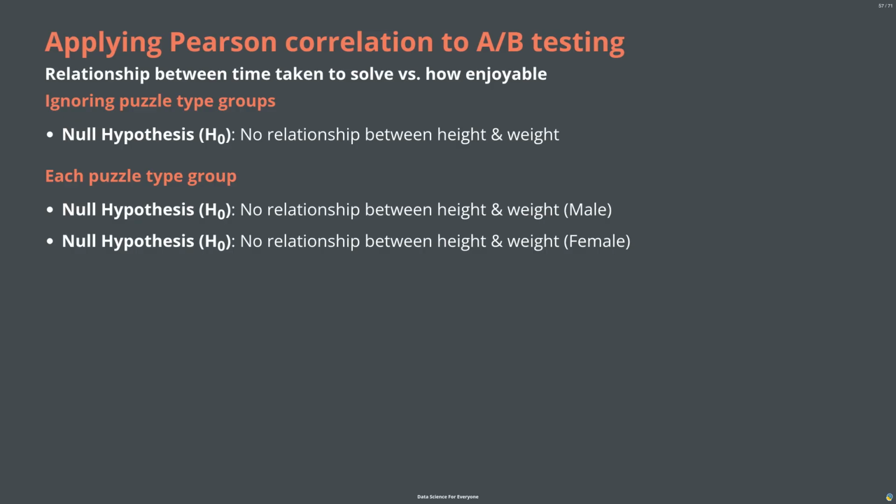If we want to explore whether the heights and weights are related, we can run a Pearson's correlation test. If we analyze the data without considering the gender, our null hypothesis is that there is no correlation between the heights and the weights. But if we want to evaluate each gender separately, we'll test the same hypothesis within each gender group, male and female, requiring 2 separate hypotheses.